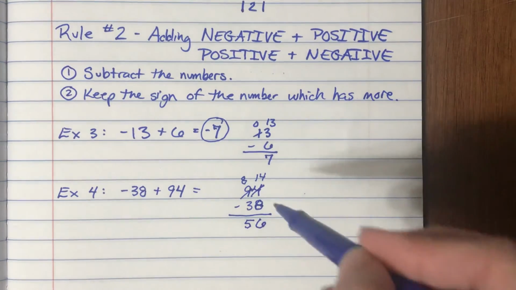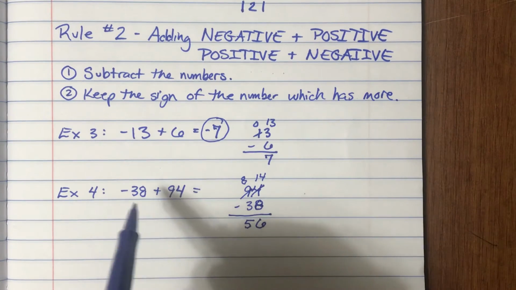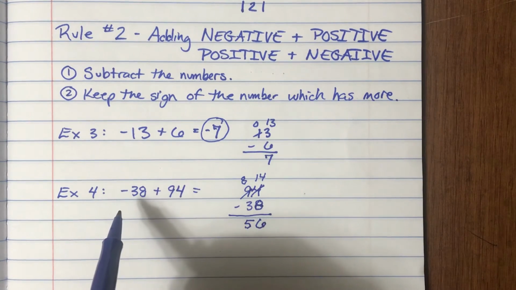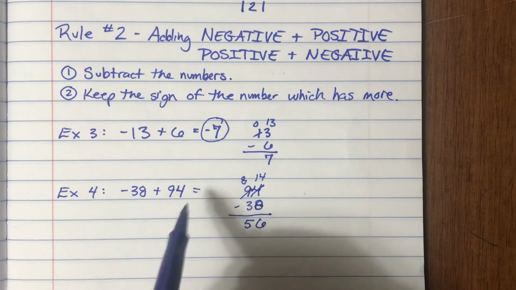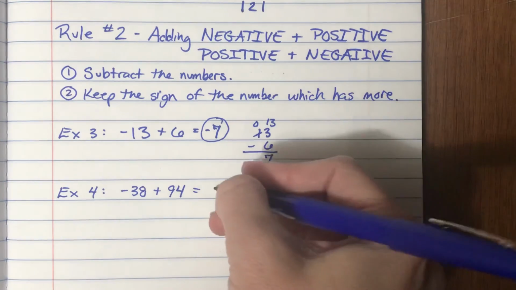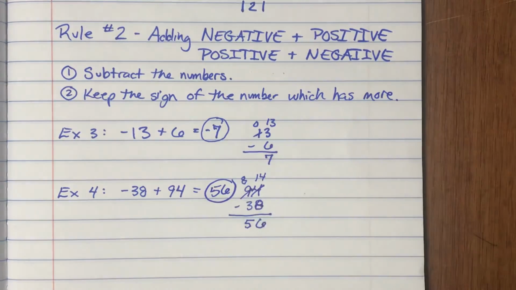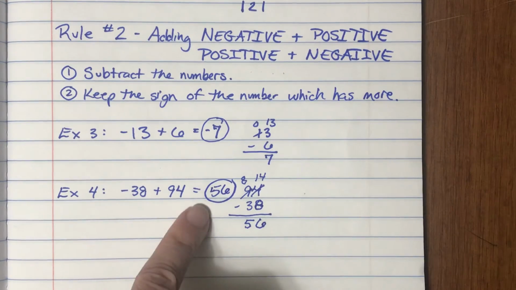Now, is it positive or negative? And so I look back and I say, okay, which one has more? Well, I have more positives here. -38 is, I would have to draw out 94 positives and 38 negatives. I would have more positives, so my answer is going to remain positive. So the answer to -38 and 94 is 56.